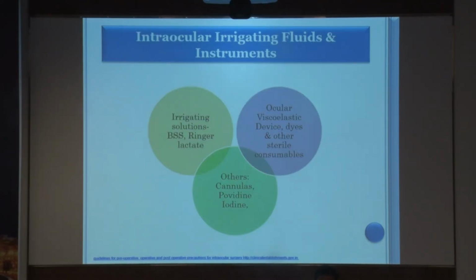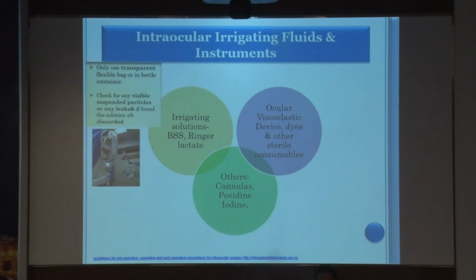Then of course the irrigating solution, etc. Whenever you are using it, there are certain specific guidelines. For irrigating solution, you use a transparent flexible bag or bottle container, and you should always check the bottle for any suspended particles, or whether there is any leak or not. So that is very, very important.